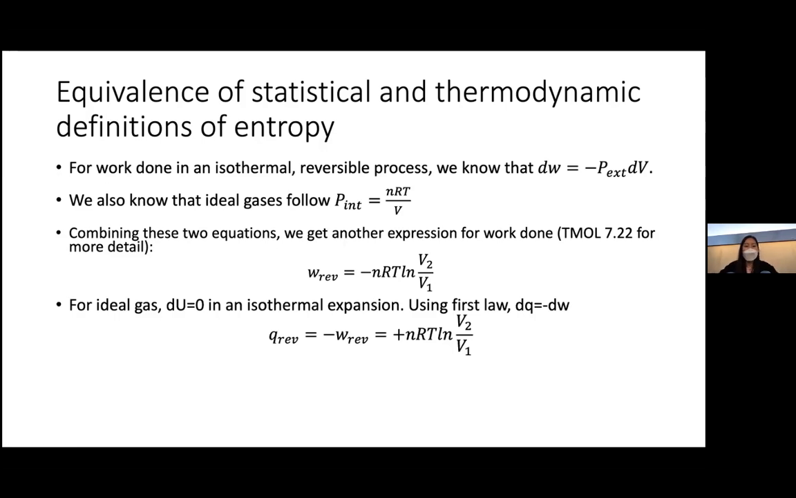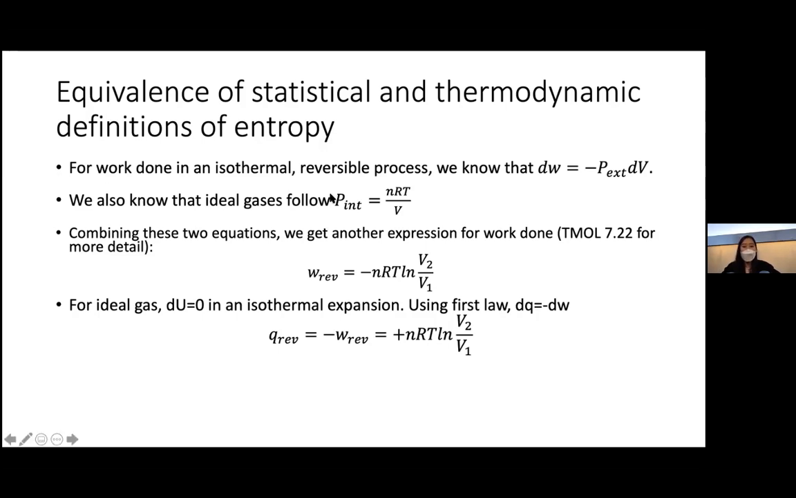And for an ideal gas, the change in energy U is 0 in an isothermal expansion because ideal gas energy only depends on the temperature. And the temperature, of course, doesn't change in an isothermal expansion. That's what the definition of an isothermal expansion is. So if dU equals 0, using the first law of thermodynamics, dq is equal to negative dw. So d heat equals negative d work.